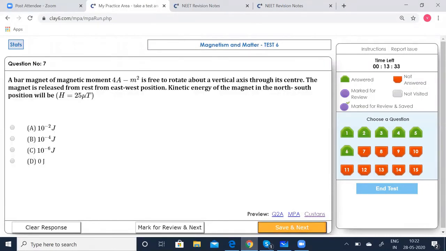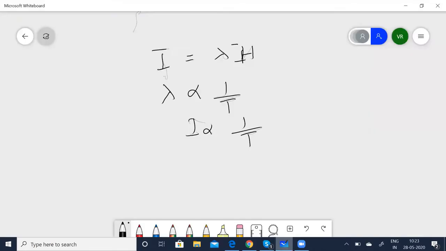A bar magnet of magnetic moment 4 ampere meter squared is free to rotate about a vertical axis through its center. The magnet is released from rest from the east-west position. The kinetic energy of the magnet in the north-south position will be... Let us quickly solve this.